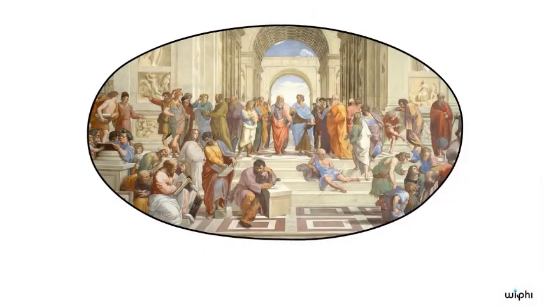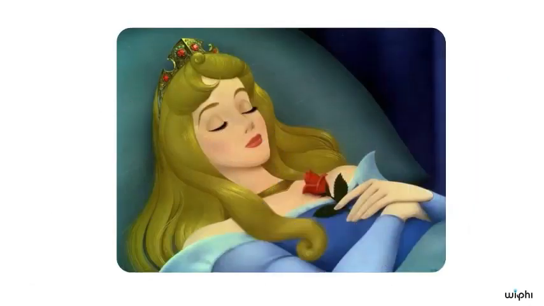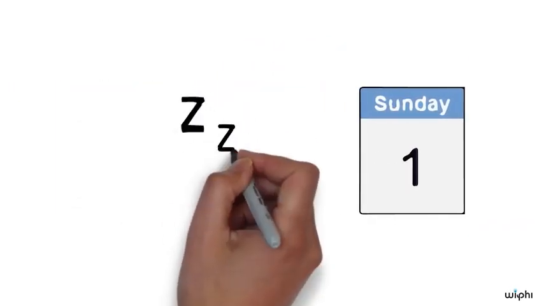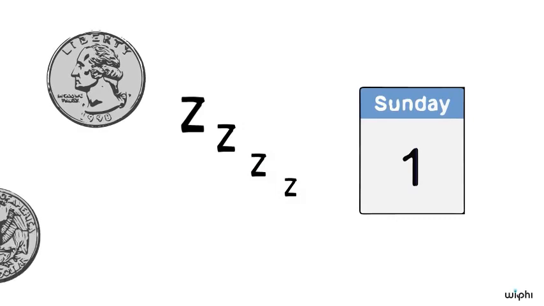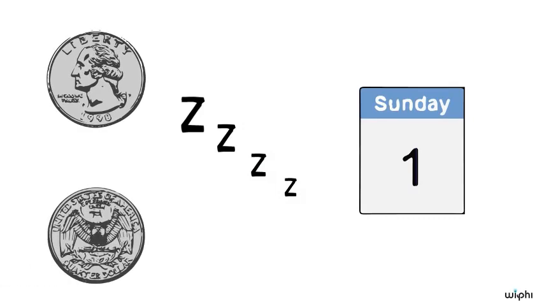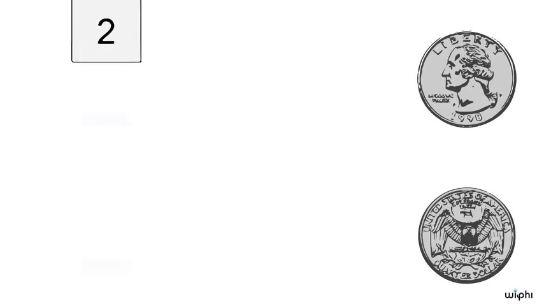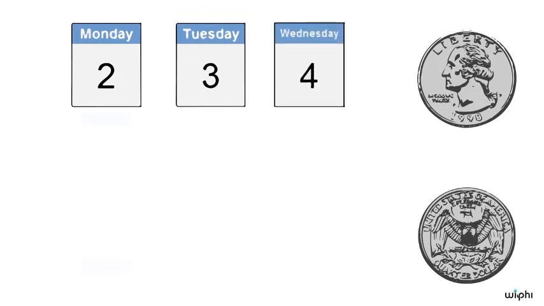Imagine one day that some philosophers get together and decide to run an experiment on poor old Sleeping Beauty. Right now, it's Sunday, and they tell her that the following will take place. First of all, they will, of course, put Sleeping Beauty to sleep. Then they will flip a fair coin, which just means that there's a 50-50 chance that the coin will land heads or tails.